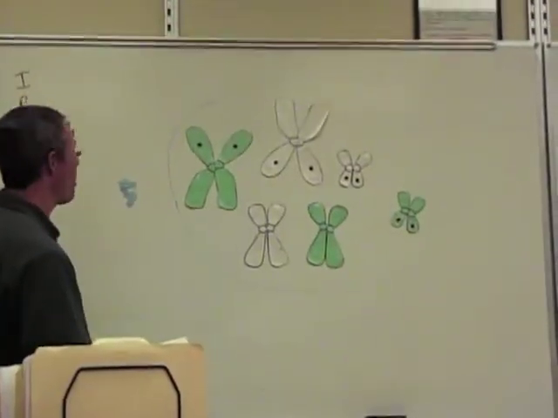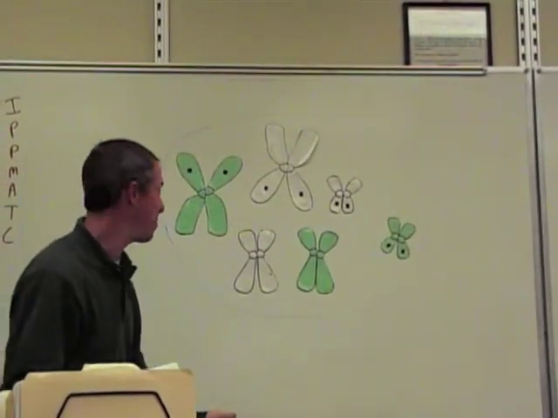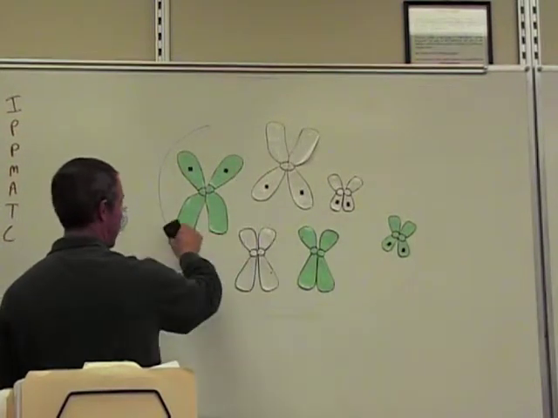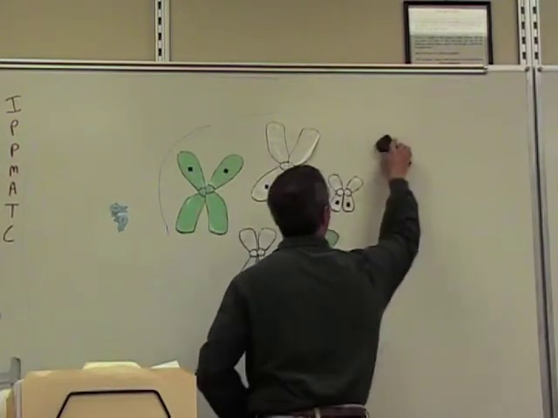Okay, so prophase, these things coil up. That's one thing that happens. What's another thing that happens? Do you remember? The nuclear membrane dissolves.